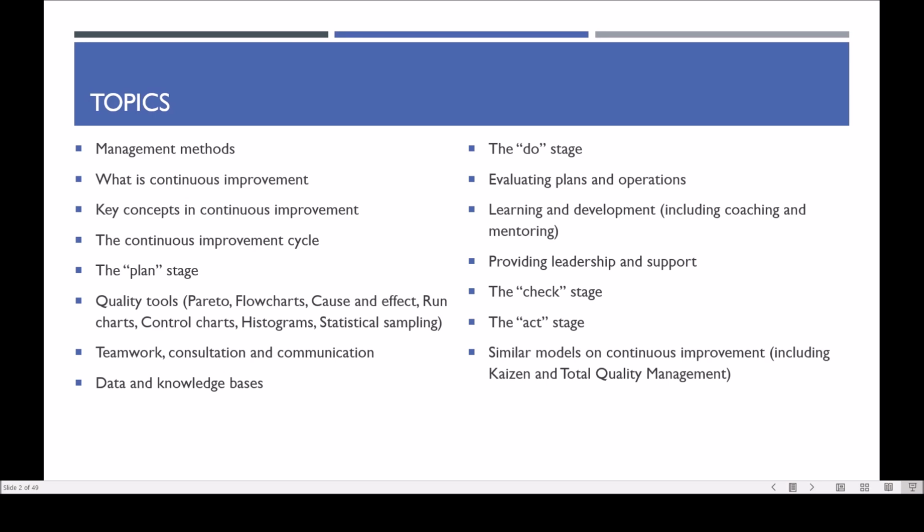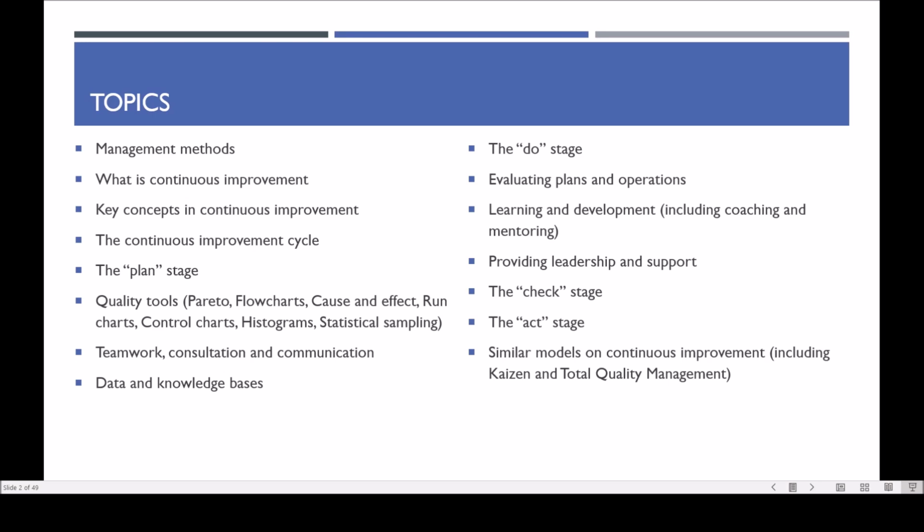We're going to use that cycle as a basis of unpacking what continuous improvement is, and also in terms of being able to think about how we can use it to apply continuous improvement methodology. So we'll look at the planning stage and how that fits in. As part of the planning stage, we'll look at quality tools around Pareto, flow charts, cause and effect, run charts, control charts, histograms, statistical sampling.